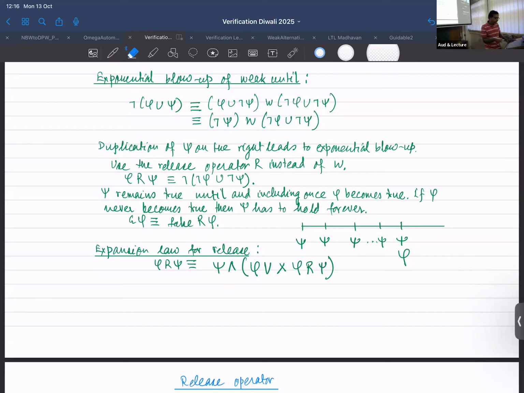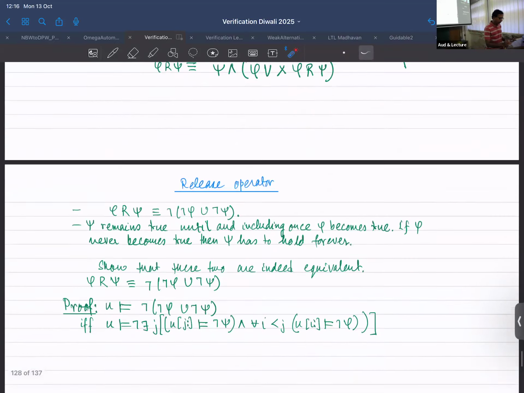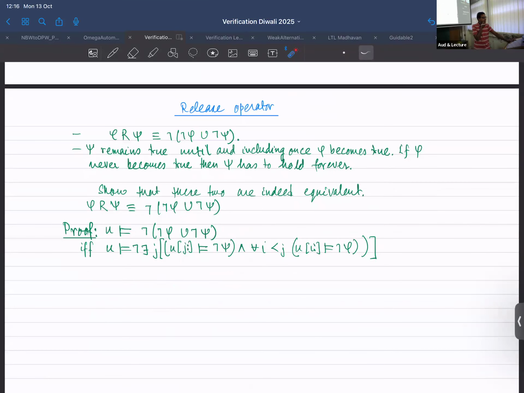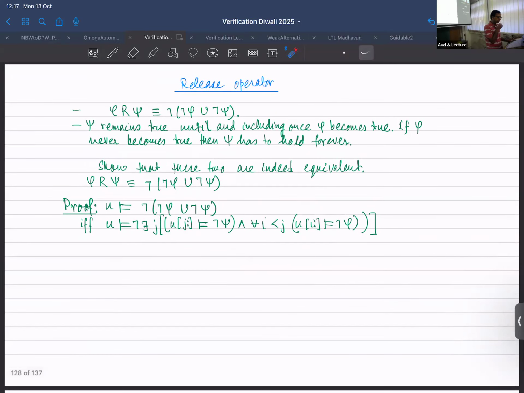Okay. So here, what we are saying is that psi will have to be true now, and then phi can be true, but if phi is not true, then in the next you will continue to hold the phi release psi, right? So this is perfectly good. Okay, so is it clear? Like the expansion law for release. Okay, so now this is maybe a small exercise that let's try to do it ourselves.